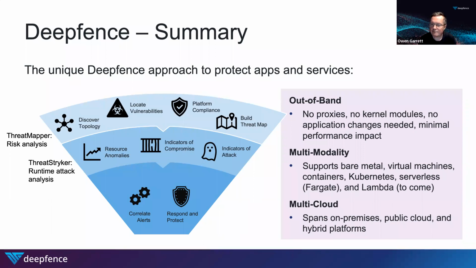The technologies are out of band. They're extremely lightweight. They don't use proxies. They don't require kernel modules. They don't require application changes. And they support multiple different types of applications across multiple clouds at the same time. Bare metal, virtual machines, containers, Kubernetes, serverless with Fargate and Lambda in our roadmap.